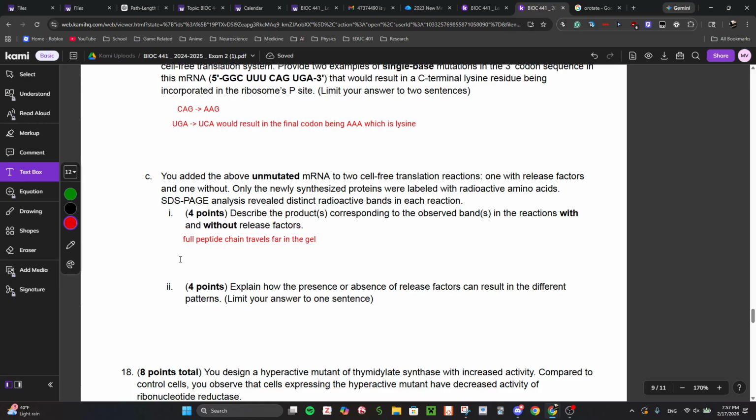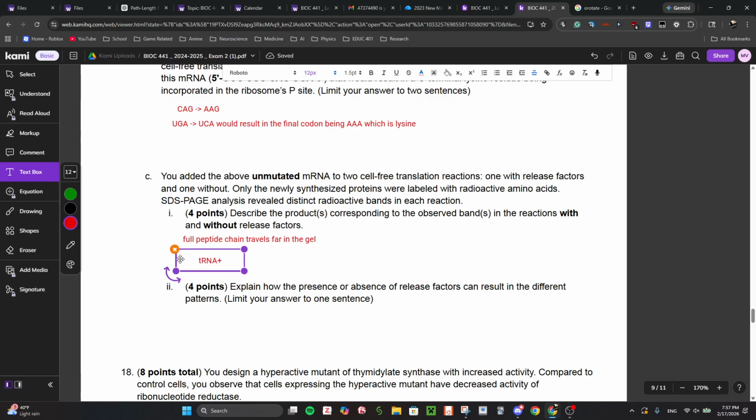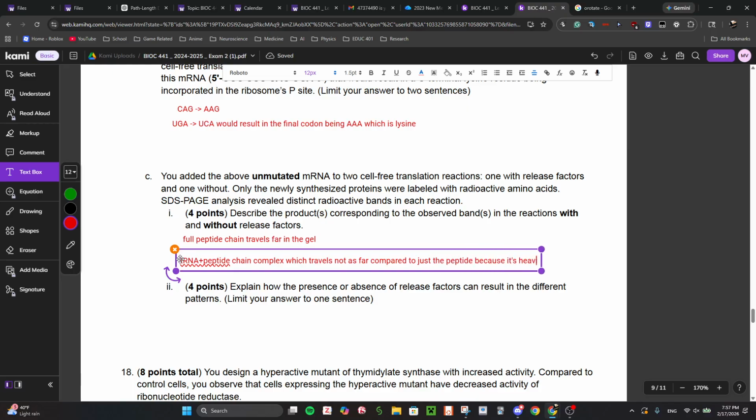If I don't have the release factor though, the tRNA never gets released from the peptide chain. So it's going to be a tRNA plus peptide chain complex, which travels not as far compared to just the peptide because it's heavier. It's heavier, so it travels less in the gel. Does that make sense?